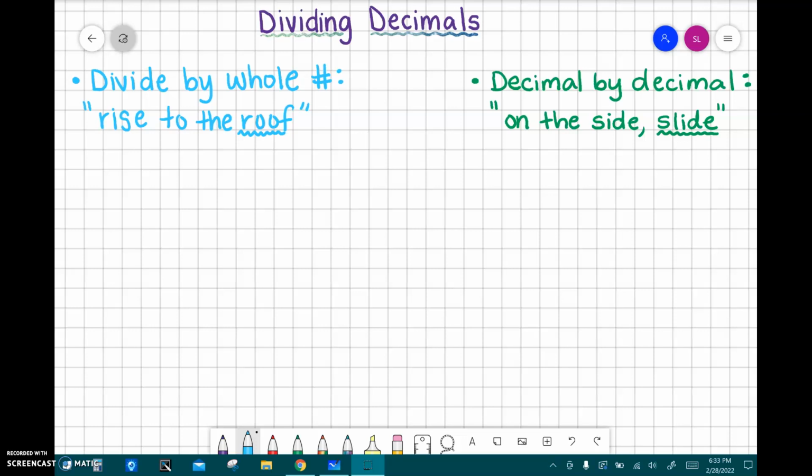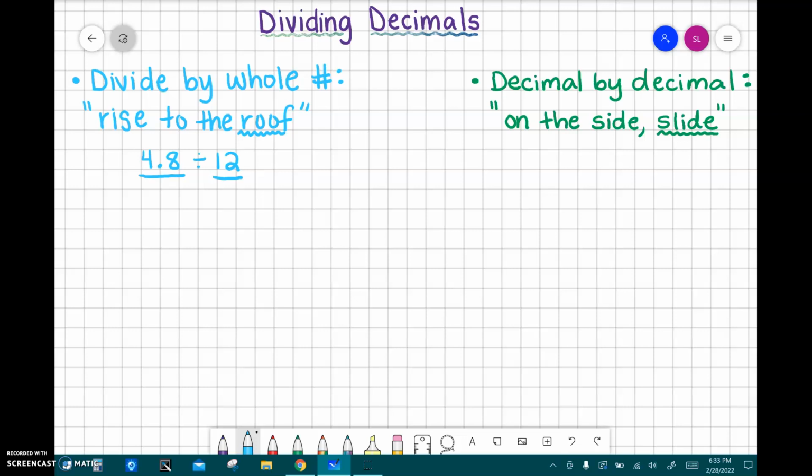So let's start by dividing a decimal by a whole number. Our decimal is 4 8/10 divided by 12. Our first number here is our decimal. Our second number is our whole number. So the key here is if a decimal is in the house, raise it to the roof.